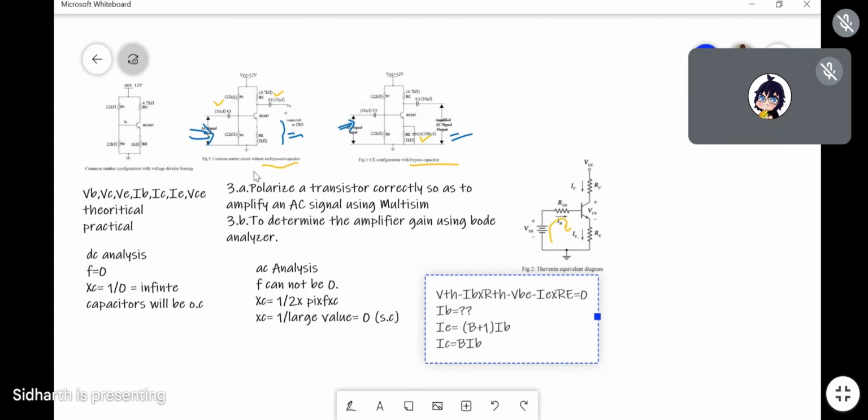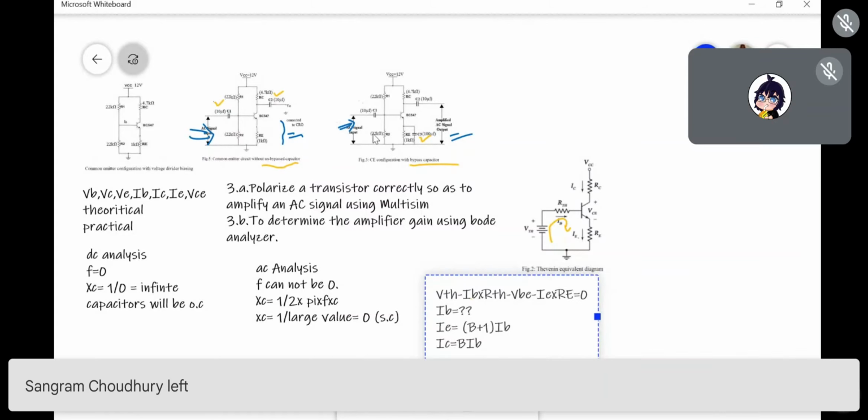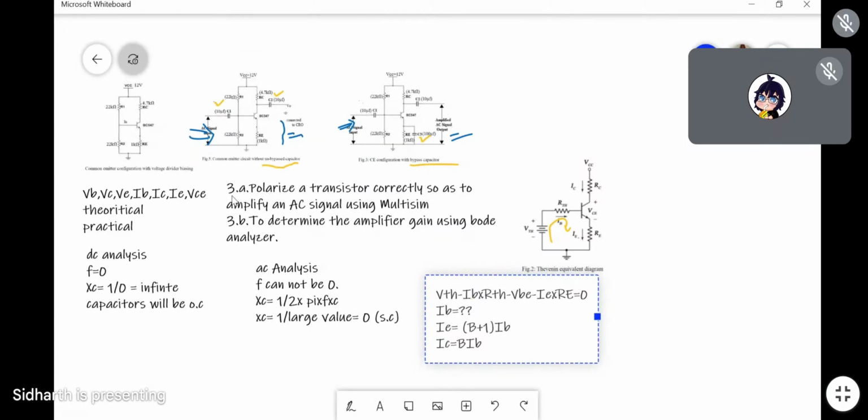Right? And then the output waveform. That means if you get the input signal, the output signal must be in the amplified form, right? These three things I have to see in part A, and part B will be performed on Wednesday. Okay, so now try in multi-sim circuit.